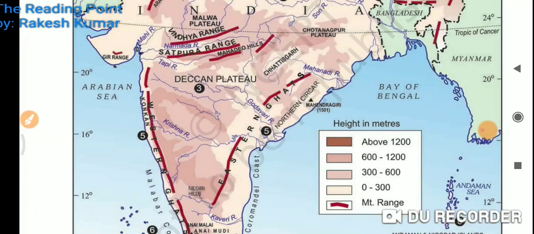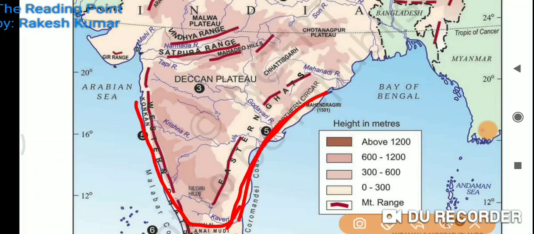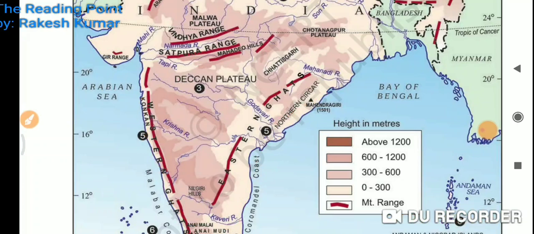Now we are talking about the coastal plains. Coastal plain means this area. The Deccan Plateau is bounded by the coastal plain in the east and the west. They run about 6100 km from the Rann of Kutch in the west to West Bengal in the east. The western and eastern coastal plains meet at Cape Comorin.